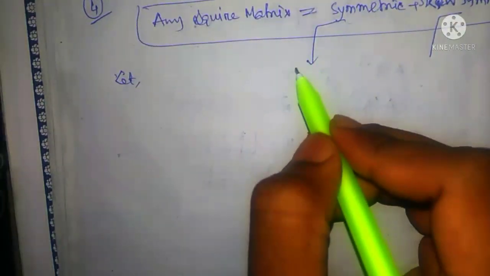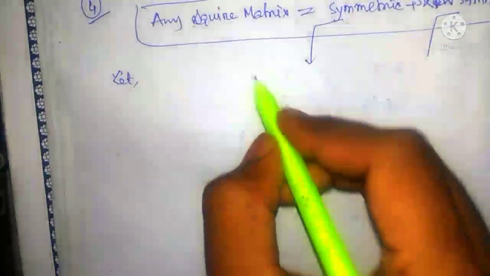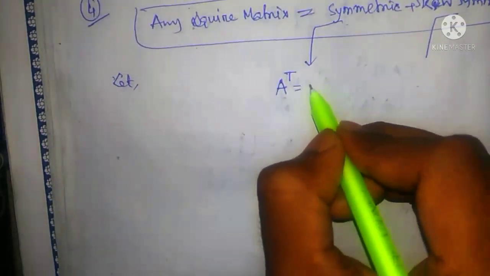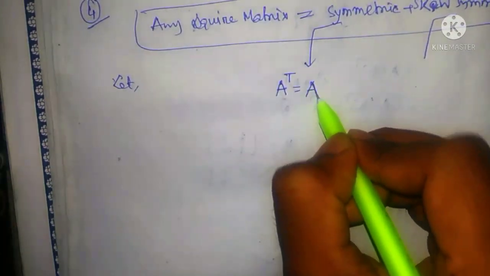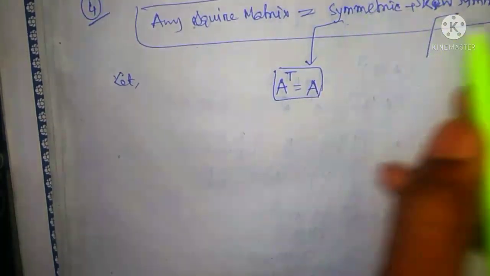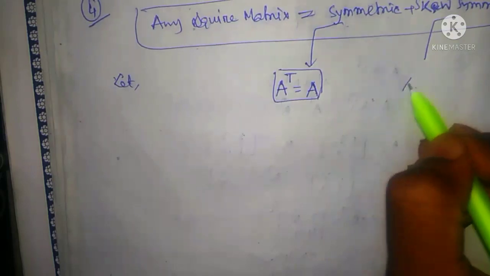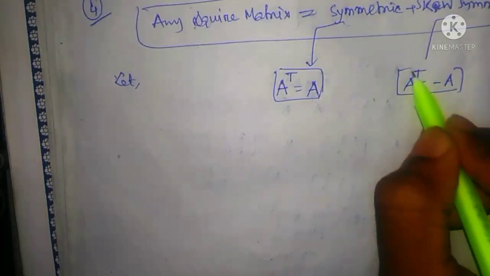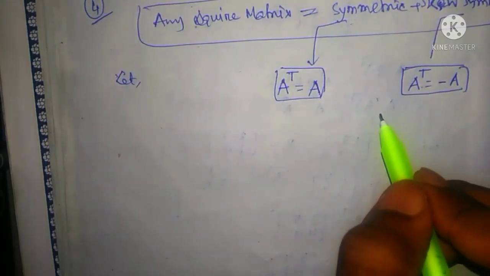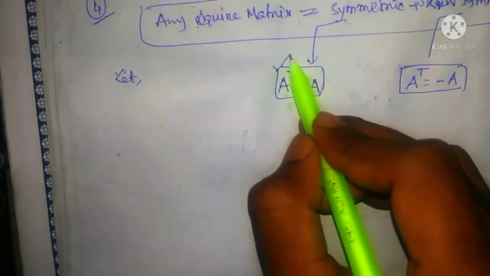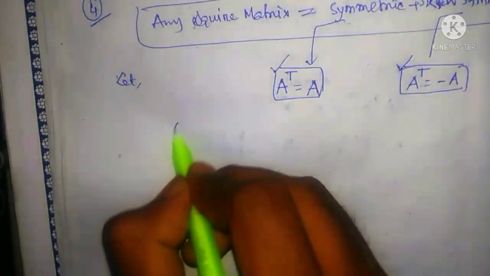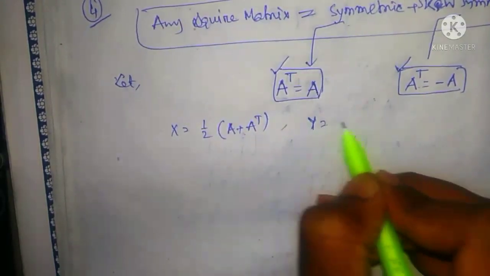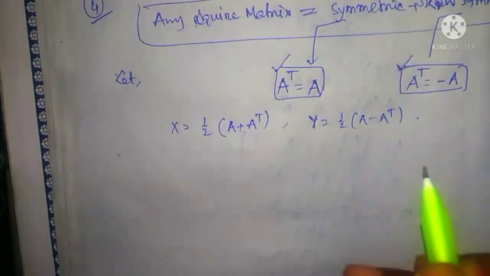So let me tell you what a symmetric matrix is. A symmetric matrix is a matrix whose transpose is exactly equal to the matrix itself. Then we say that this is a symmetric matrix, and a skew symmetric matrix is one whose transpose is equal to minus that matrix. This is the difference. So at first we should check this. Let X equal half of A plus A transpose and Y equal half of A minus A transpose.